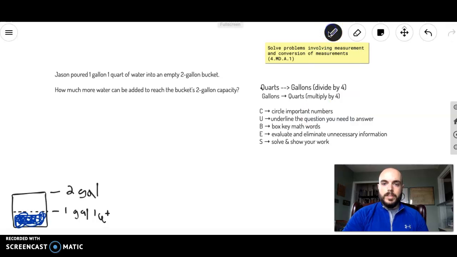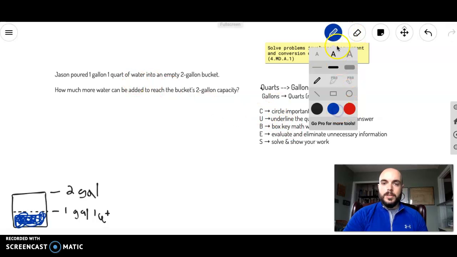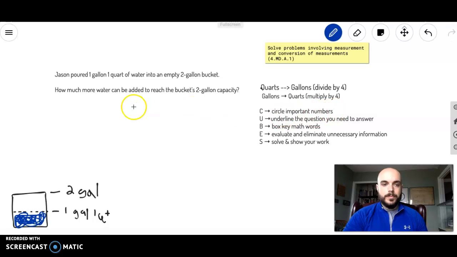All right, so now that I've done that, I can start looking into my word problem here and using my CUBES method. First, I'm going to use my blue. I need to circle important numbers. So Jason poured 1 gallon and 1 quart of water, so I've got 1 gallon and 1 quart, into an empty 2-gallon bucket. How much more water can be added to reach the bucket's 2-gallon capacity? So again, my 2 gallons.